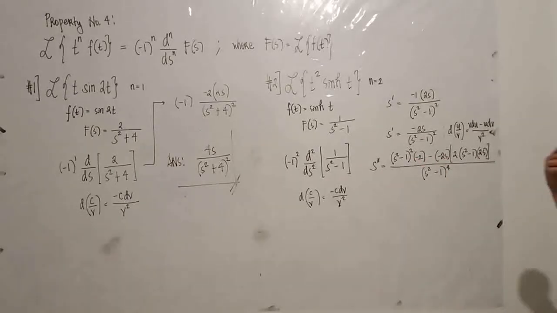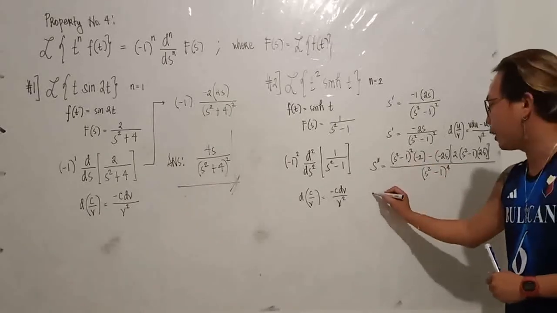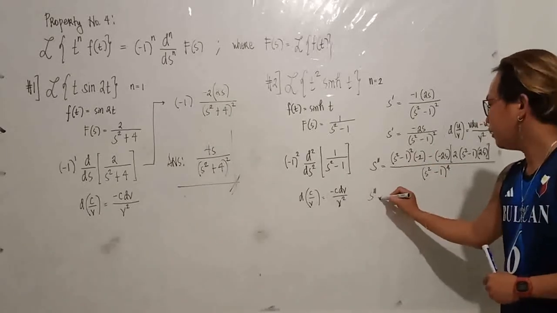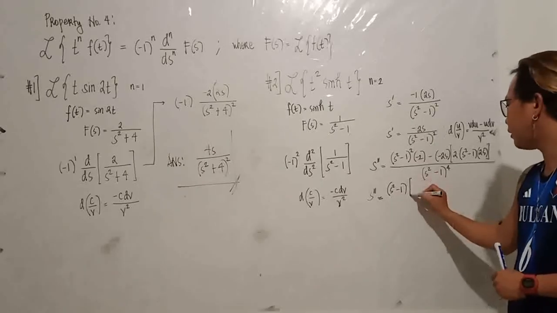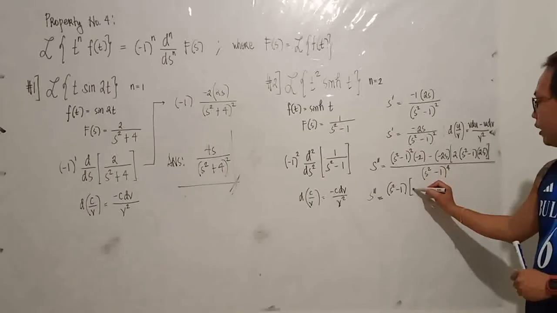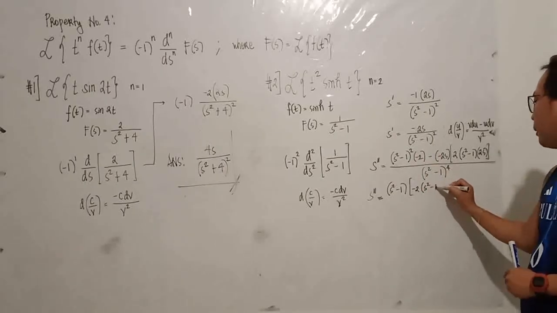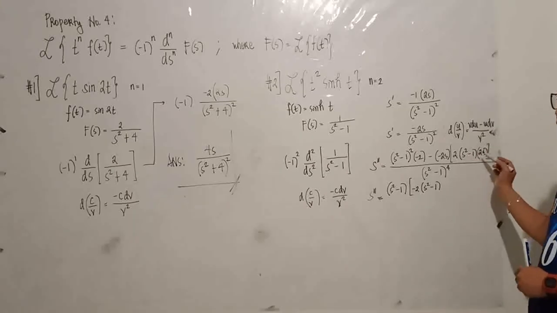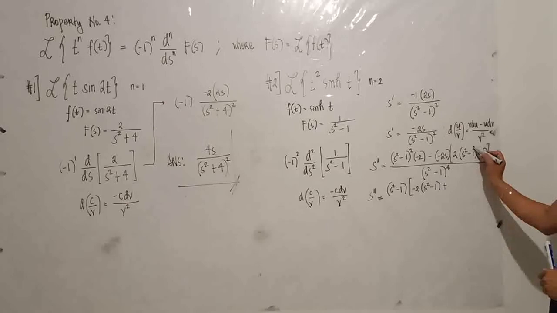Kaya lang, makakancel lang naman is s squared minus 1. So, factoring out your s squared minus 1, you will have s squared minus 1. Ang matitira na lang dito is negative 2 of s squared minus 1. Then, this will be negative and negative, that is positive. Tapos dito, mawawala na to.